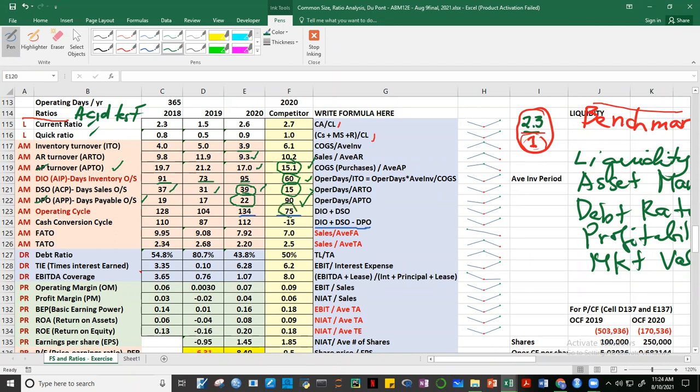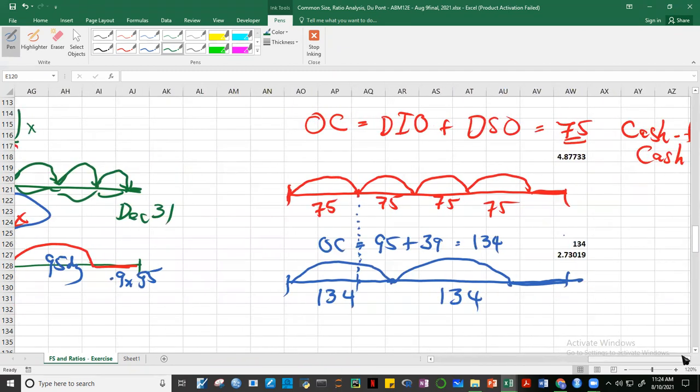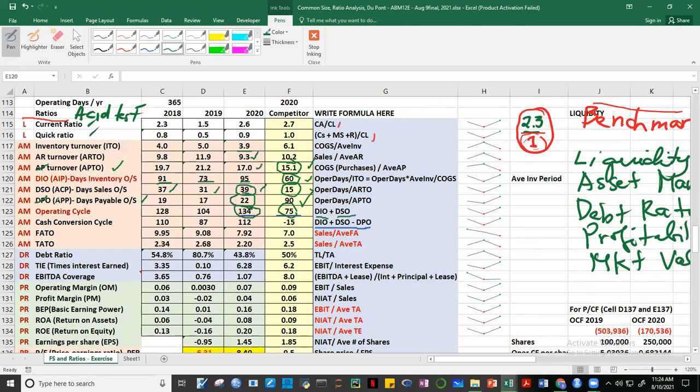Si competitor natin, 75, tayo 134. Okay, anong ibig sabihin ng operating cycle? It's a day's inventory outstanding plus the day sales outstanding. So, tingnan natin illustration dito. Okay, operating cycle. So if we take a look at this, yung operating cycle ni competitor, DIO plus DSO is equal to 75. Okay, 60 plus 15. 60 yung DIO niya, 15 yung DSO.